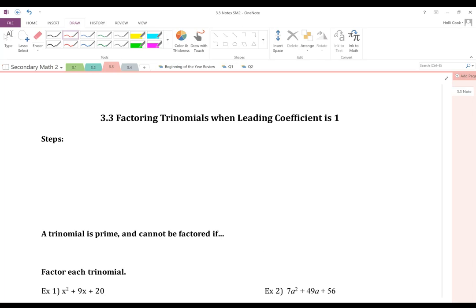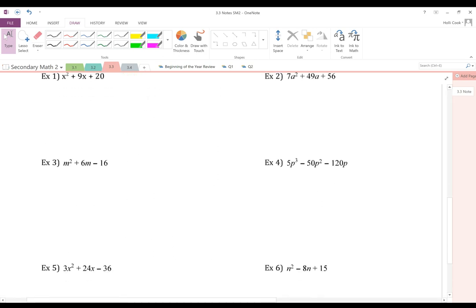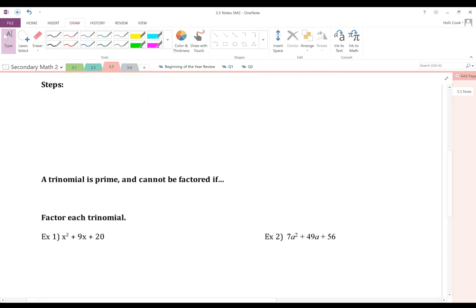Okay, so we're going to talk about, in 3.3, factoring trinomials. Before, we've been factoring polynomials that all had 4 terms, right? We had something like x to the 4th plus 2x cubed plus 4x squared plus 8x or something like that, and we had those 4 terms. But today we're going to talk about trinomials, so that means we've got 3 terms. If you go look at some of these examples down here, notice they all have 3 terms instead of 4.